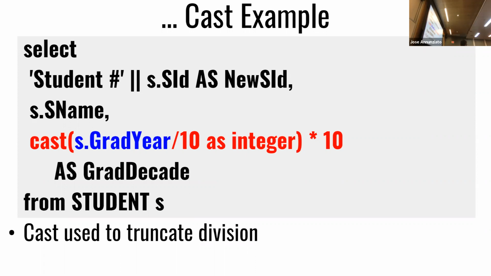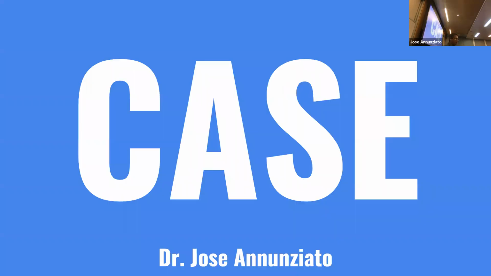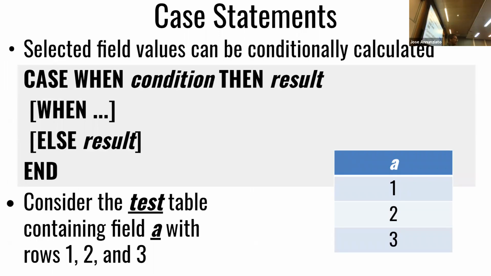We can divide the graduating year by 10, so we're dropping the last digit basically. Then we're casting it to an integer so that we're dropping that decimal. And then we're going to multiply by 10 again. So 2005 becomes just 2000, 2012 becomes just 2010. So in that case, we're calculating on the fly the decade that you graduated, and the column is called graduating decade. So there they are. Joey graduated in the decade of the 2000s, whereas Art is going to graduate in the 2020s. Make sense? So let's do another one, fairly complex.